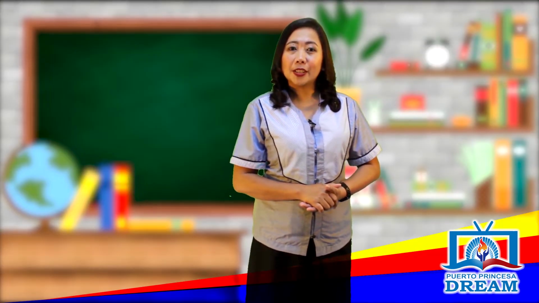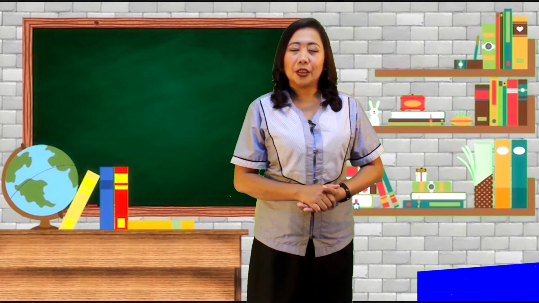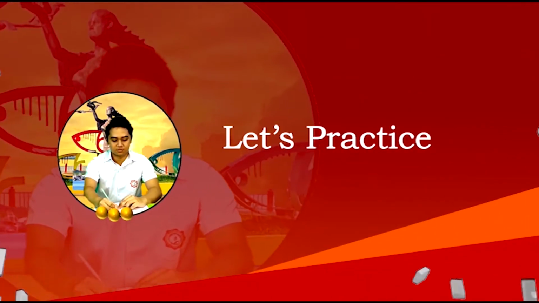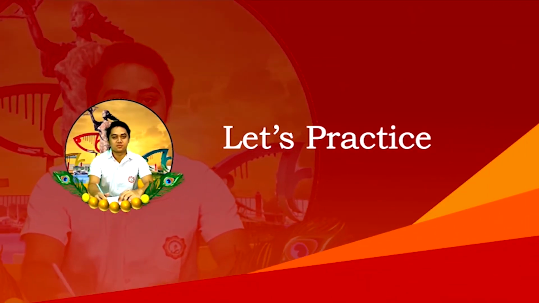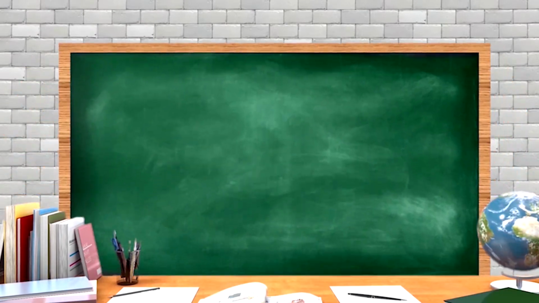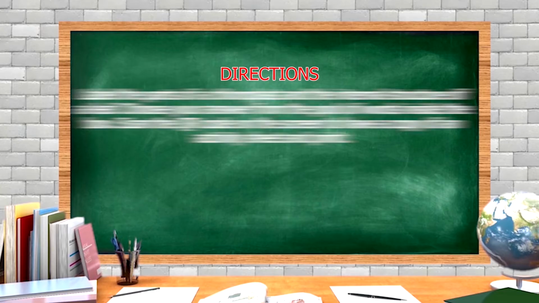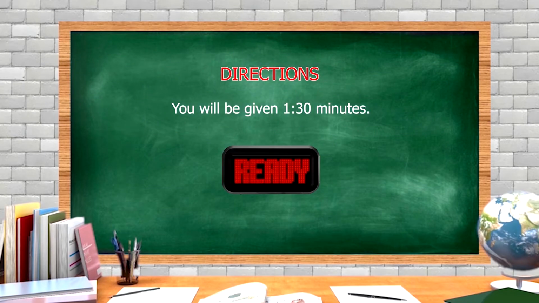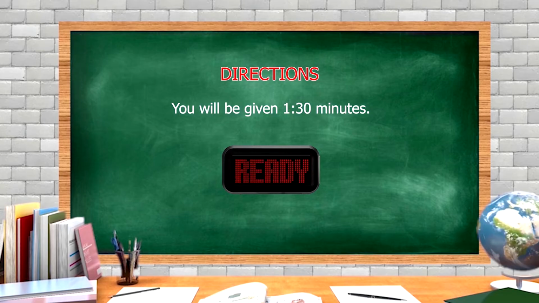Still enjoying our lesson? Let us now have an activity. Directions. Label the parts of a chloroplast and the internal structure of a leaf. Choose your answer from the pool of words inside the box. Scan the QR code on the screen to have a copy of an activity sheet and print. You will be given 1 minute and 30 seconds.